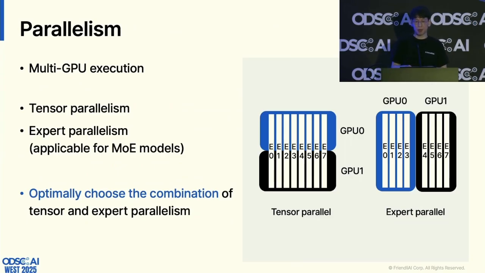Next, parallelism. Parallelism across GPUs improves both latency and throughput. Tensor parallelism is the default when the model is large. For MoE models, expert parallelism can also be used, partitioning experts across GPUs. In production, there are different configuration choices depending on your MoE model setup, and you can combine tensor parallelism and expert parallelism. We need to optimally choose the combination based on the model, workload, and GPU type, and it's automatically handled by us.